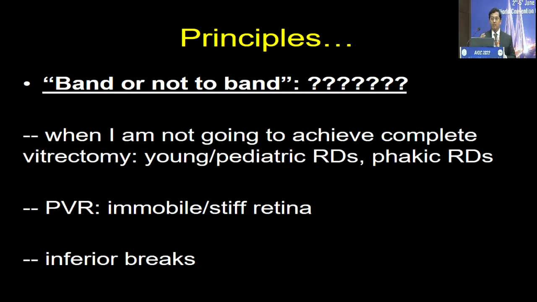If I'm seeing a lot of PVR and I'm leaving some residual PVR back, there probably I would put a scleral band. If it's an inferior break, because there will be a potential space between the oil and the retina at the 6 o'clock position, there I'll put a band. So these are some of the situations where I put a scleral band or a 240 band along with doing a vitrectomy and tamponade.